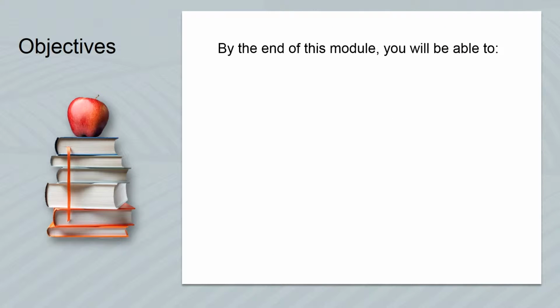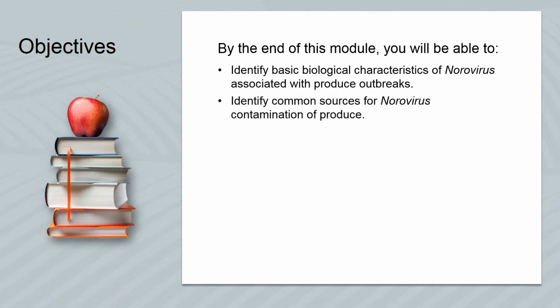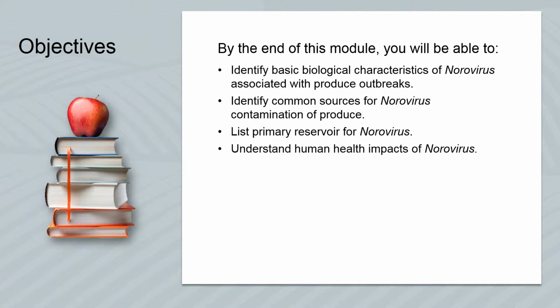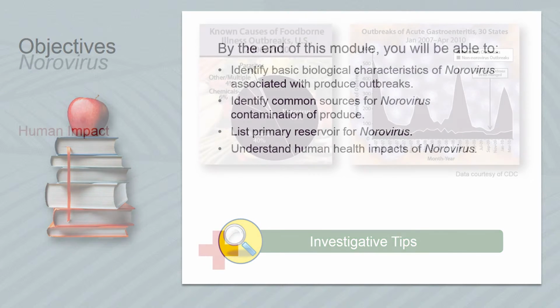By the end of this module, you will be able to identify basic biological characteristics of norovirus associated with produce outbreaks, identify common sources of norovirus contamination of produce, list the primary reservoir for norovirus, and understand the human health impacts of norovirus. Throughout this presentation, you will see this magnifying glass icon. This indicates an investigator tip that will help you as you plan and carry out your investigation.